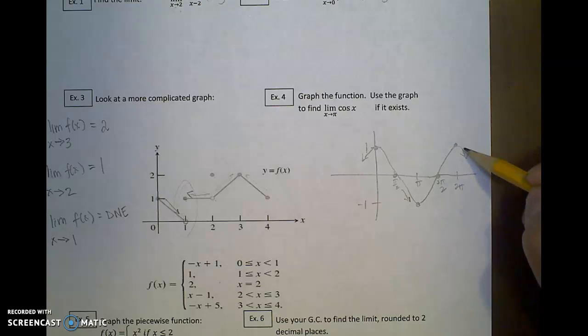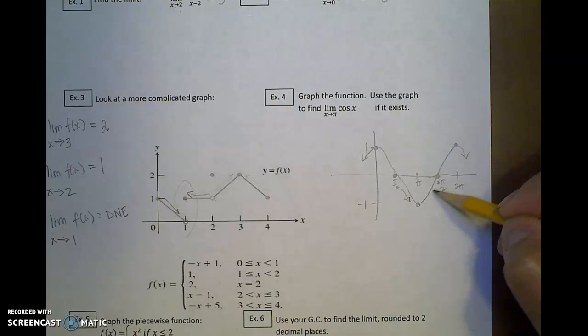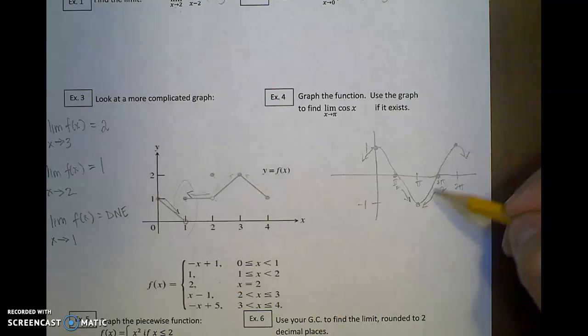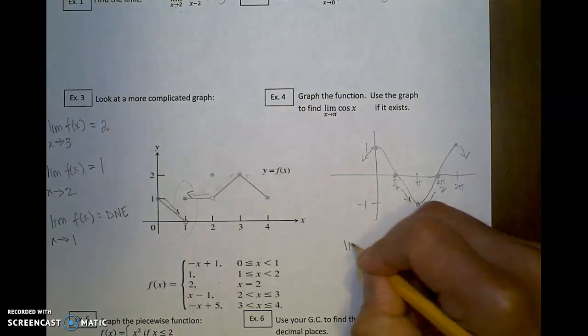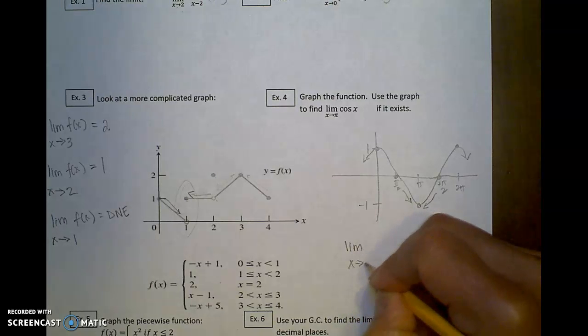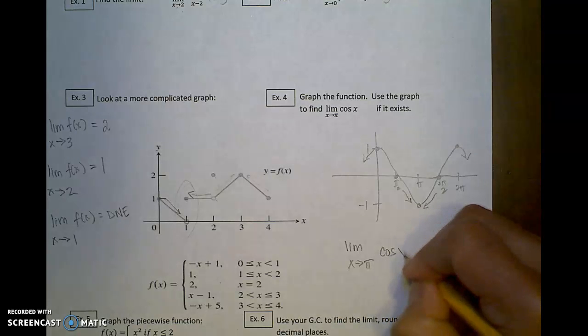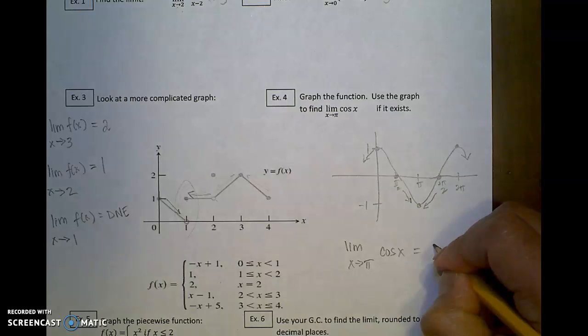Coming in from the right of pi, this graph is also approaching -1. So the limit as x approaches pi for cosine x is -1.